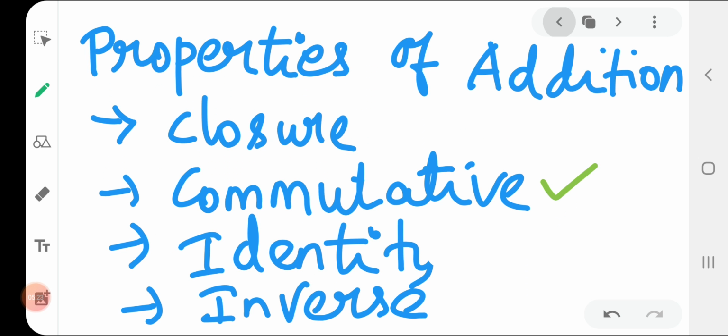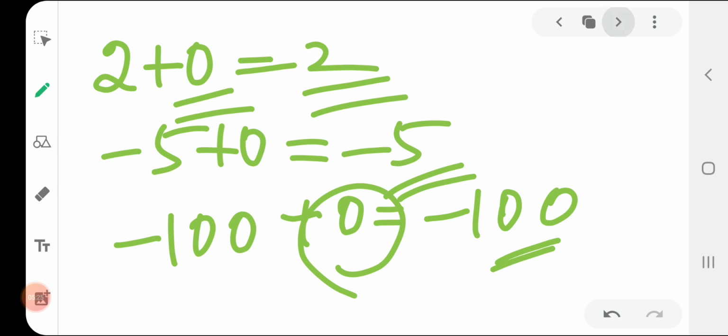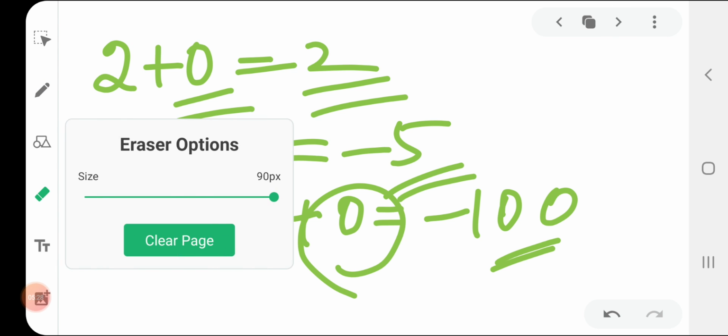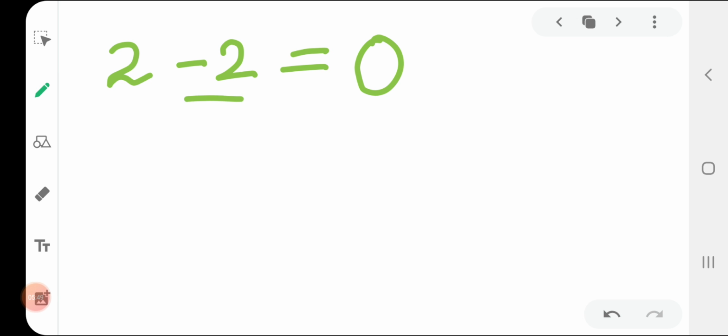Next we are going to see the inverse property. Listen, here we will take 2. What is the inverse of 2? Inverse of 2 means, adding which number we can get 0, that will be the inverse. For example, to this 2, if we add minus 2, we will get 0. So minus 2 is the inverse of plus 2. Plus 2 is the inverse of minus 2.